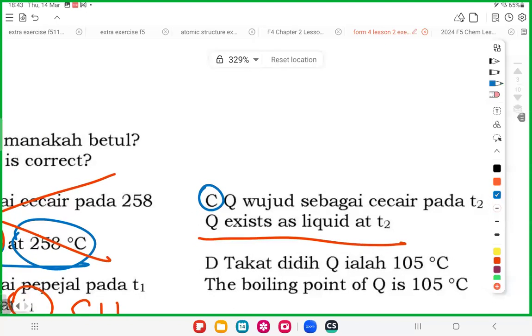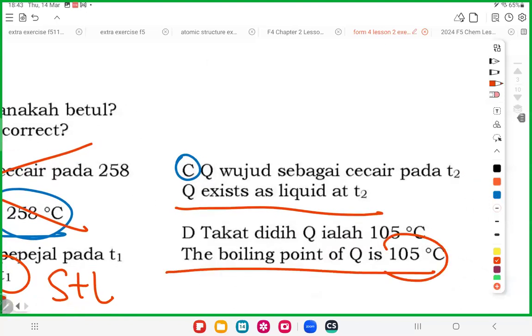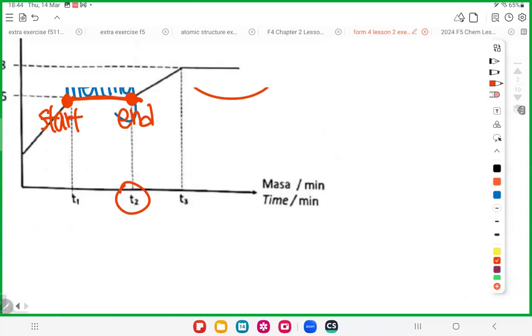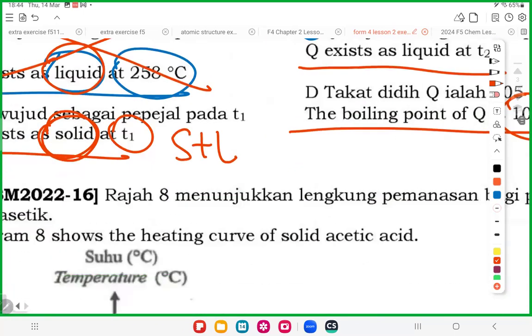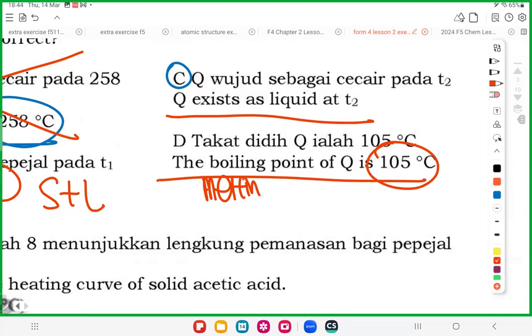Okay, why the answer couldn't be D? Boiling point is 105. Look at 105. 105 is melting. It should be melting point, not boiling point.